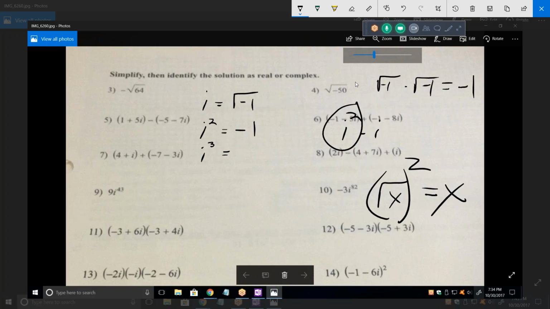It's just x or i. So look at my table here. What's i squared? i squared is -1. Okay. All right. So i squared times i must be negative i. And now the last one is i to the fourth, which is i squared times i squared. What is that?